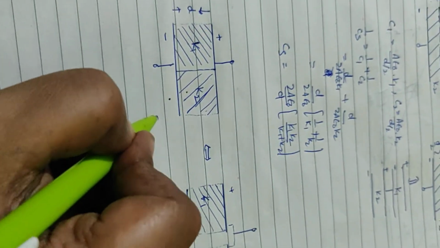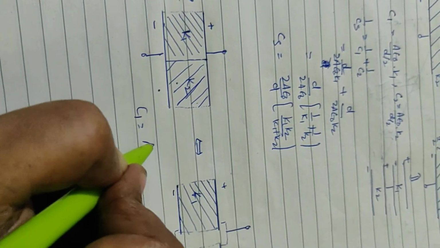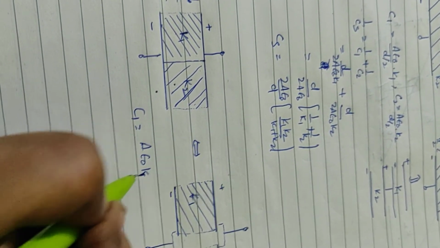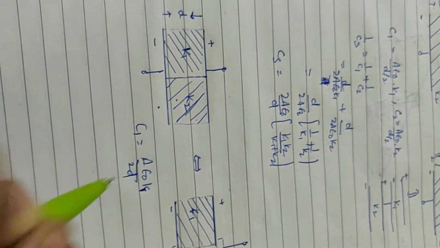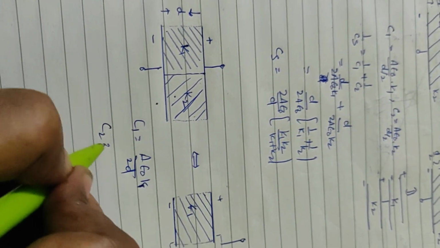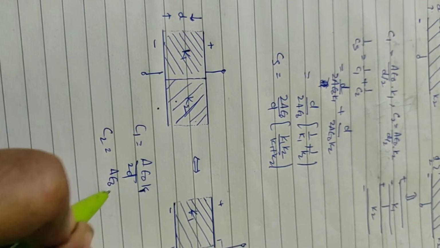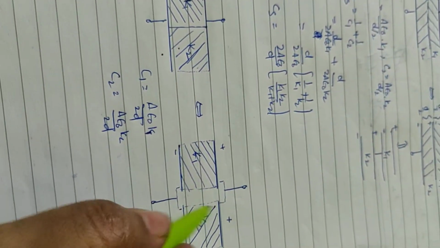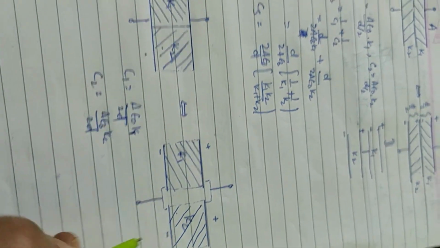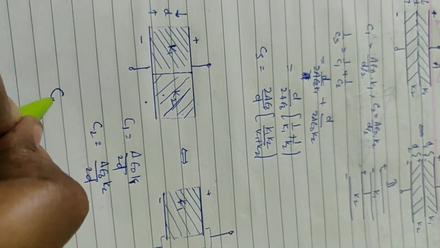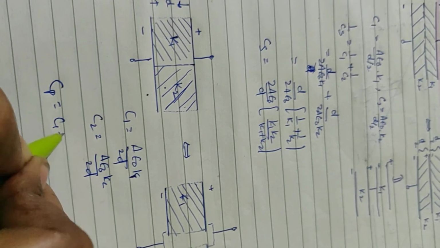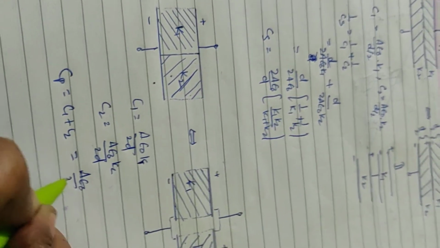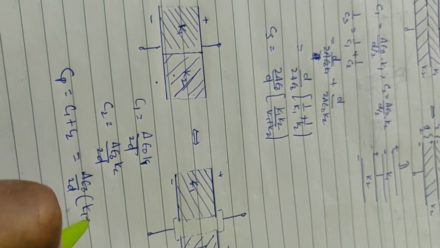So we can again write C1 is equal to what? It's A epsilon naught K1 by 2D, and C2 is equal to A epsilon naught K2 by 2D, and since now both these capacitors appear to be connected in parallel, Cp would be equal to C1 plus C2, that is A epsilon naught by 2D times (K1 plus K2).